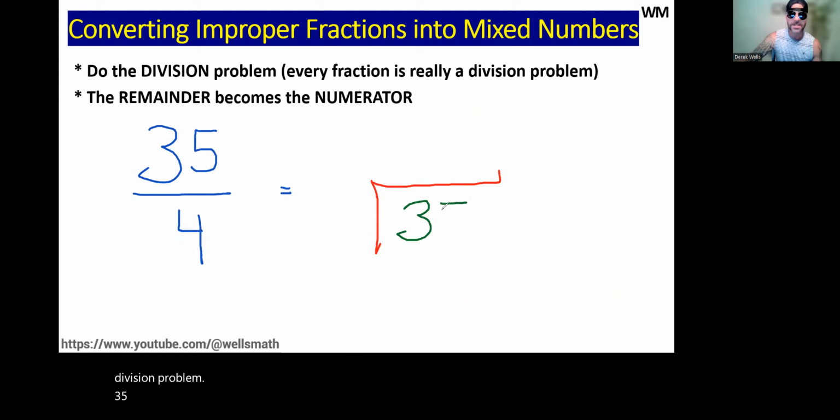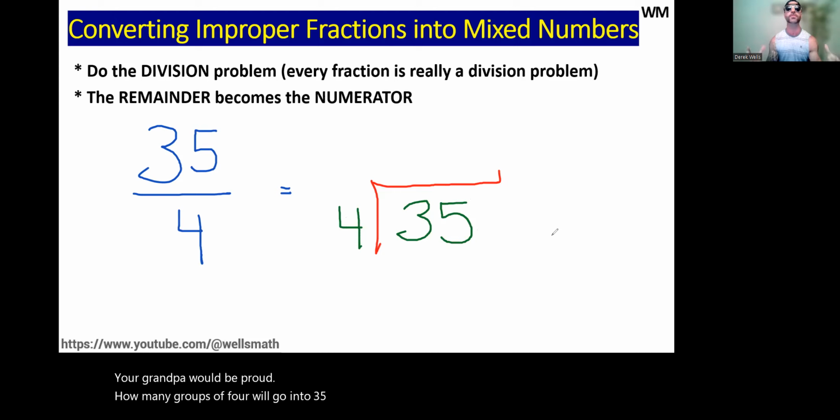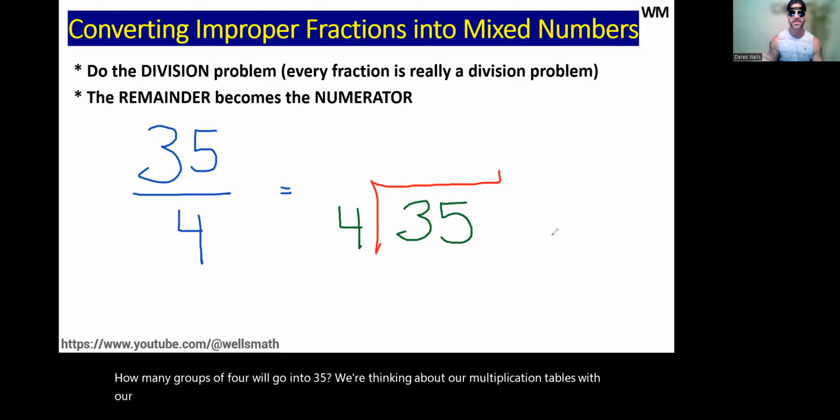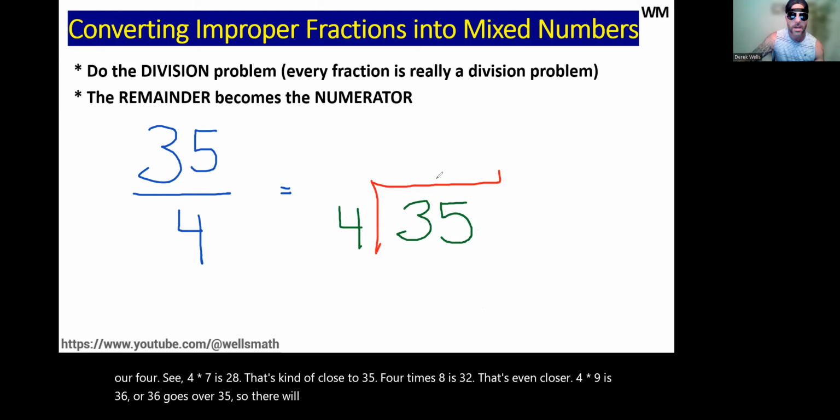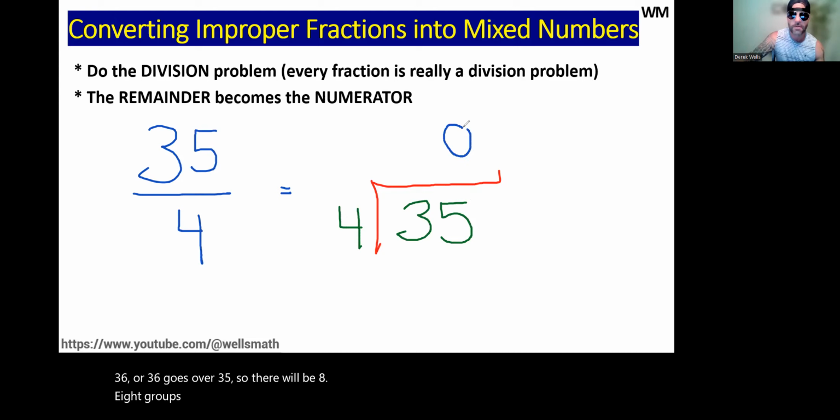35 divided by 4, that means 35 will go inside the house. Your grandpa would be proud. How many groups of 4 will go into 35? We're thinking about our multiplication tables with our 4. See, 4 times 7 is 28. That's kind of close to 35. 4 times 8 is 32. That's even closer. 4 times 9 is 36. 36 goes over 35. So there will be 8 groups of 4 that will fit into 35.